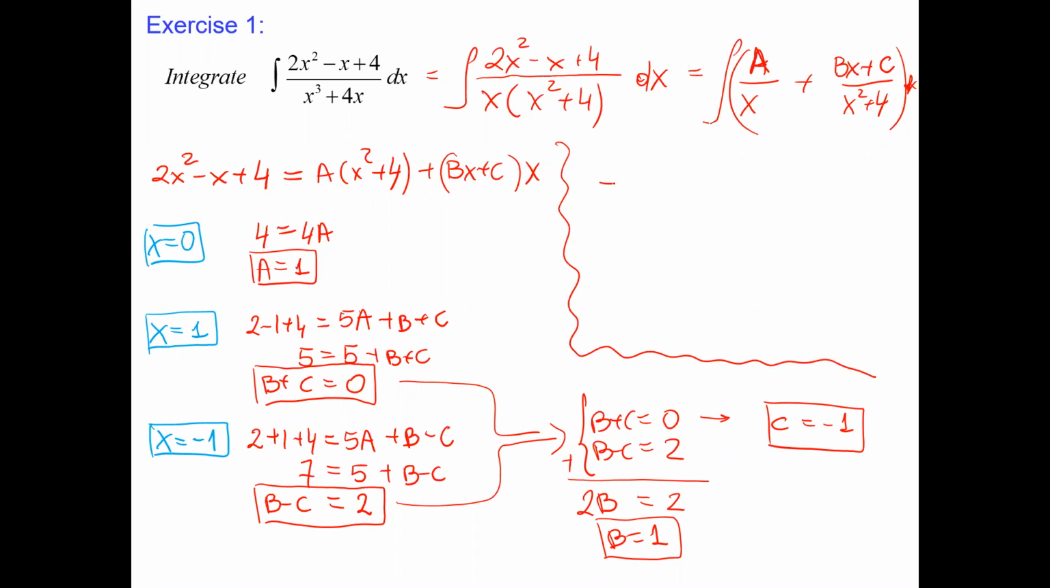Let's finish the integration: 1 over x plus 1 times x minus 1 over x squared plus 4. I will move to the next slide. Let me repeat this: b is 1 and c was -1, so the numerator is x minus 1, and that's the denominator. Okay, so what do we have? Let's maybe rewrite a few things. This one is easy to integrate, we know that.